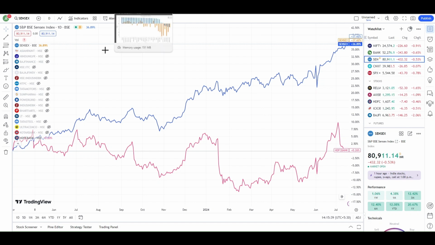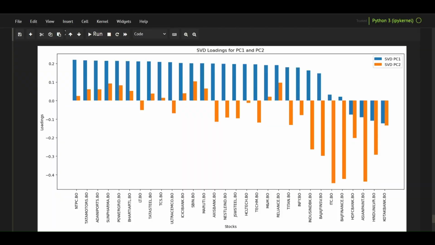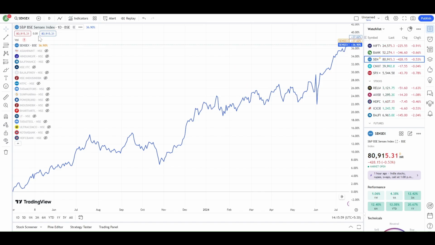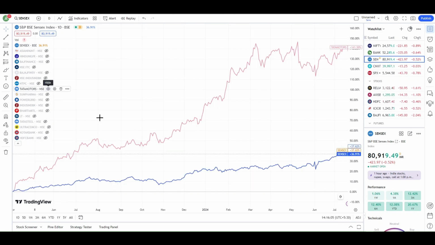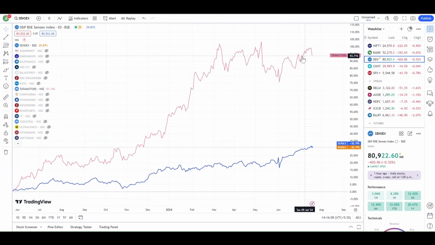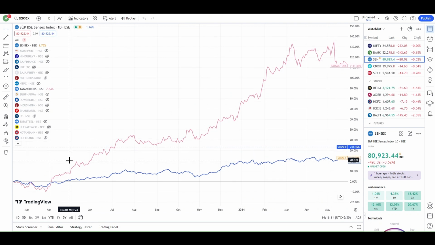Let's go on the positive side. Let me just hide it first. So on the positive side, that means stocks that are contributing heavily into the Sensex, I think Tata Motors, NTPC and Adani are going to be the rock stars. So let's have a look. Let's start with Tata Motors. And as you can see, this is the Sensex and that's Tata Motors. So amazing positive correlation, almost 100% returns.